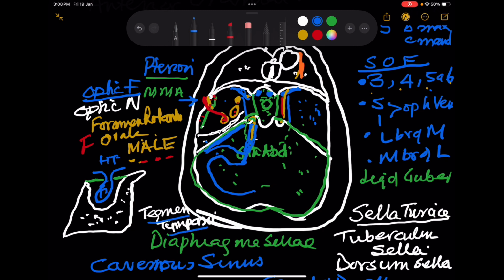tympani. Tegmen tympani. It is involved in osteomyelitis and it can cause a temporal lobe abscess. Then the last foramen here is the foramen lacerum, through which enters the internal carotid artery, having an S-shaped course and ending in the anterior cerebral and the middle cerebral artery.